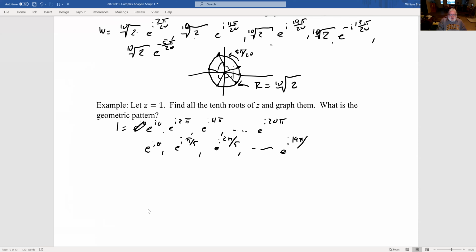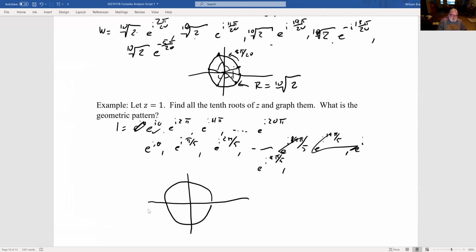What will be 19 pi over 5? Sorry, 9 pi over 5. 2 pi divided by 10 is pi over 5. 20 pi divided by 10 would be 2 pi. Oh, sorry. e to the i 9 pi over 5. Then e to the i 10 pi over 5, which is e to the i 2 pi, which just brings us back here. So what are the 10 roots of z?